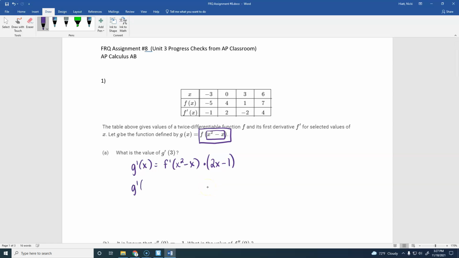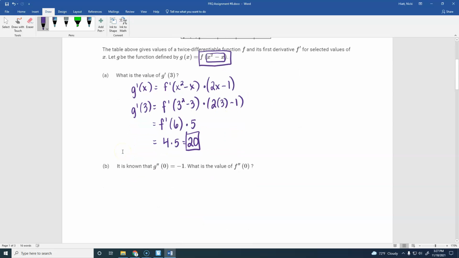So g prime of 3 is going to be f prime of 3 squared minus 3 times 2 times 3 minus 1. So 3 squared minus 3 is 9 minus 3, so you're getting 6 here. And then 2 times 3 minus 1 is going to give you 5 there. So f prime of 6 we're going to pull from the table. So right here is 6. F prime is 4. So we get 4 times 5, which is 20. So that is our g prime of 3 there.